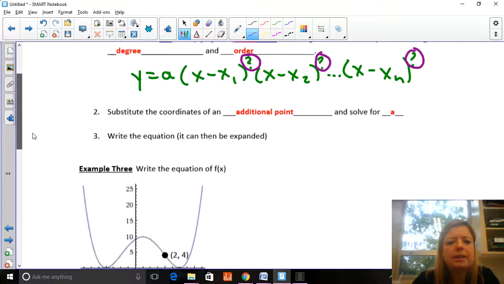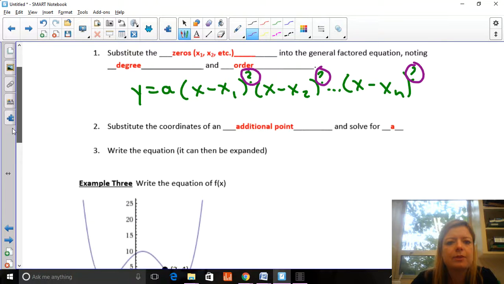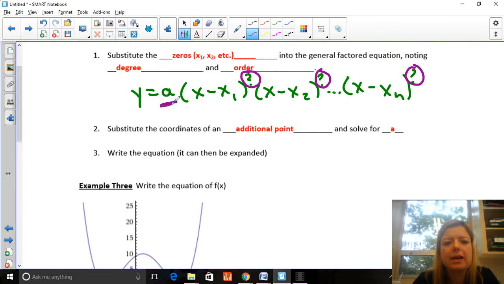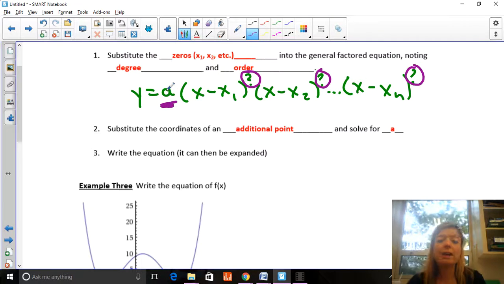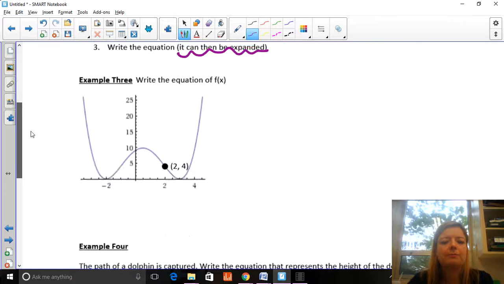Substitute the coordinates of an additional point and solve for a. That's the other part that people forget: it's not enough to just put the zeros in. You have to substitute in something that's not an x-intercept and find what your a value is. And then write your equation. It can then be expanded if it doesn't want it in factored form.